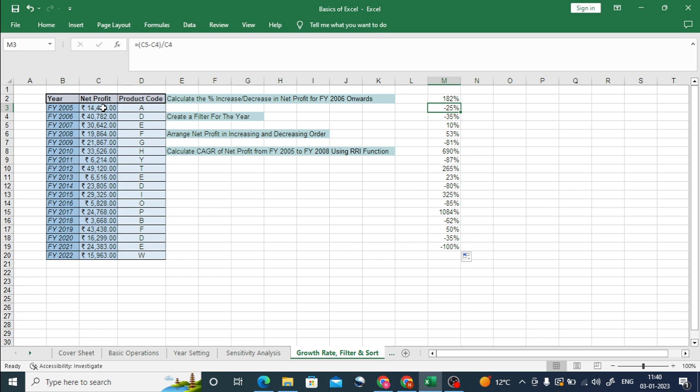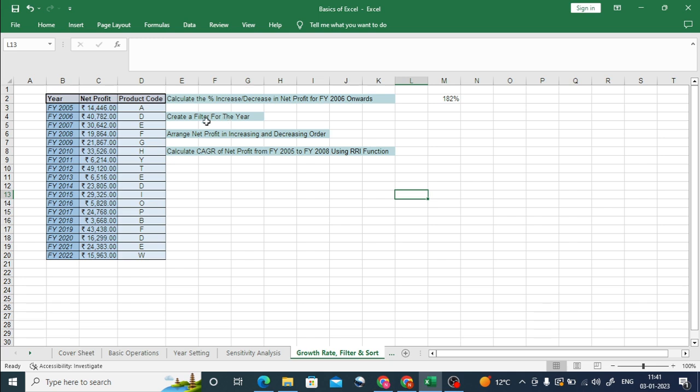1, right? Earlier what it was? Earlier it was C4 minus C3 divided by C3. Next it is C5 minus C4 divided by C4. Next it is C6 minus C5 divided by C5. So you can see that it is automatically increasing the cell and taking the next cell into consideration, right? So that is how you can perform a very long calculation in a very short period of time. Now for the time being, let's delete this.